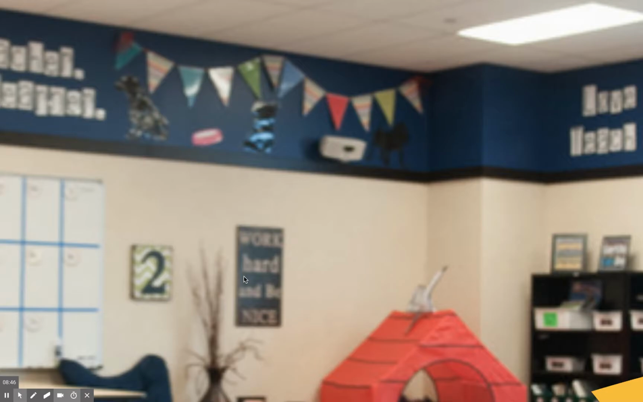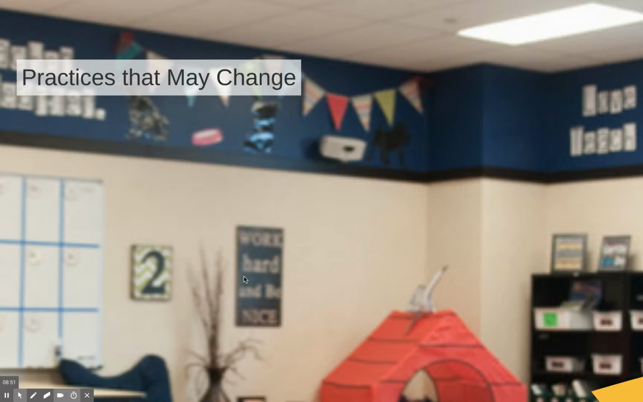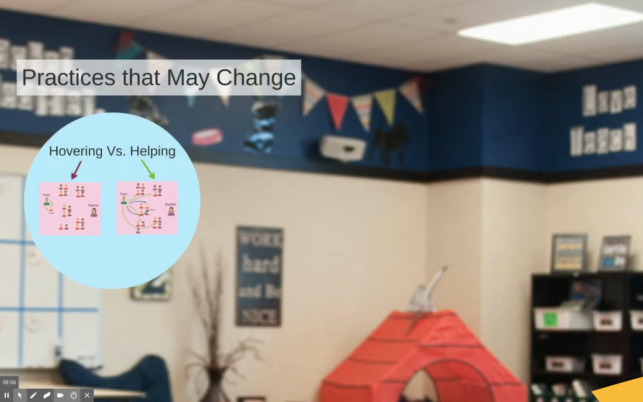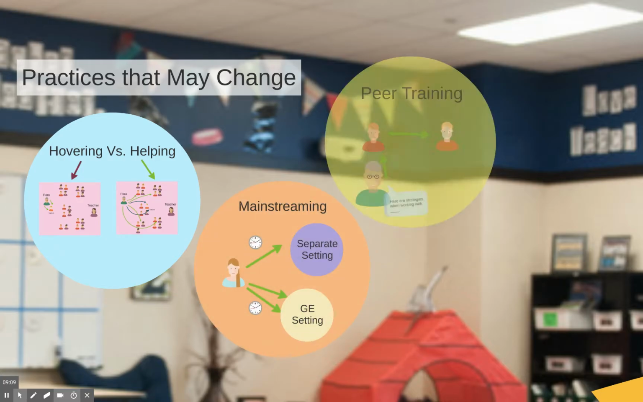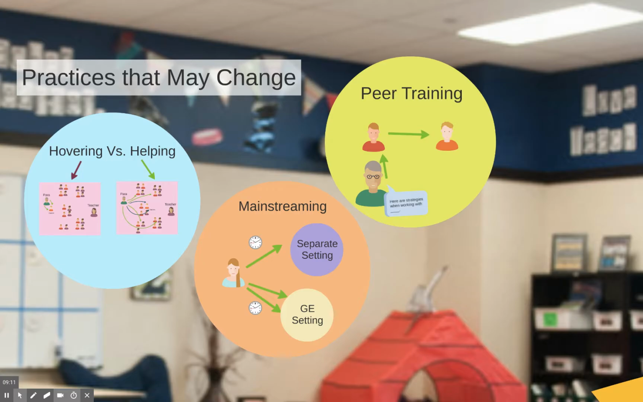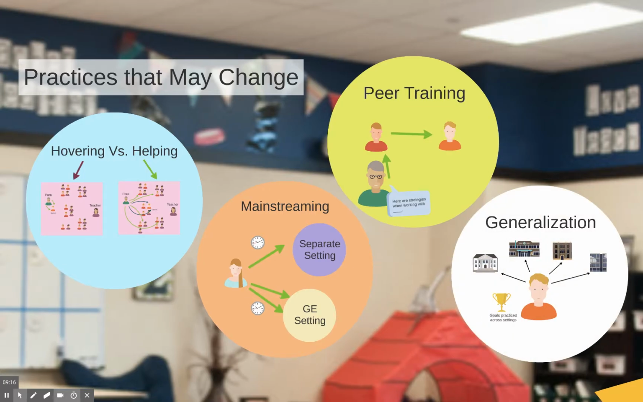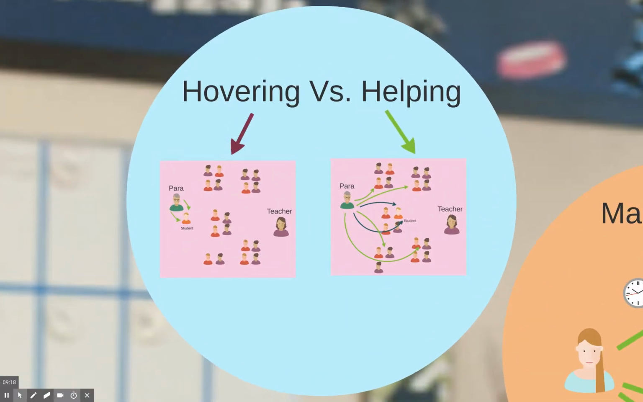All right, so let's go back to looking at that classroom environment and thinking about least restrictive environment. So, practices that may change when we think about LRE. In special education, oftentimes, even in inclusive settings where we have a kid in a classroom, something that might change is hovering versus helping. It might change how we do mainstreaming. It might change how we do peer training within a classroom. It might change how we think about generalization. Let's first talk about hovering versus helping.